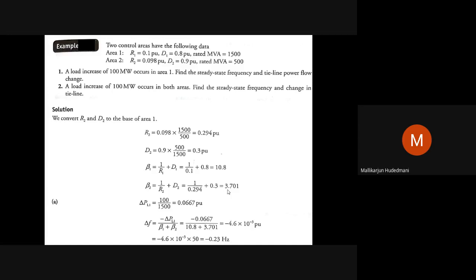And the load increase of 100 megawatt occurs in both the areas. Find the steady state frequency and change in tie line power flow. Case number 2. Let us understand the first case study.